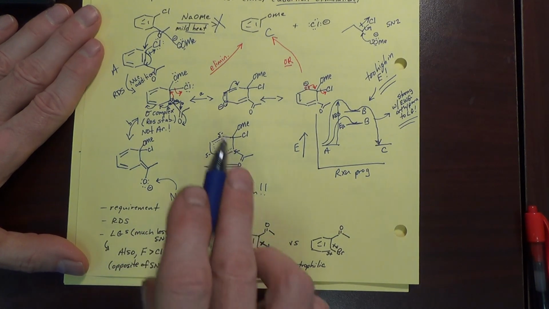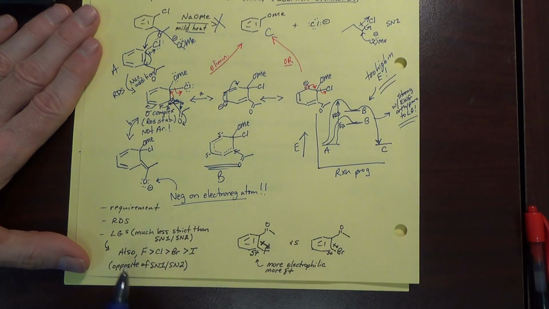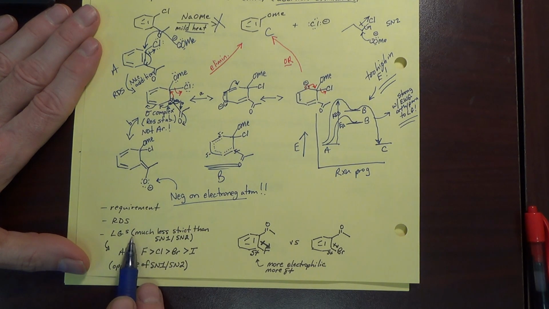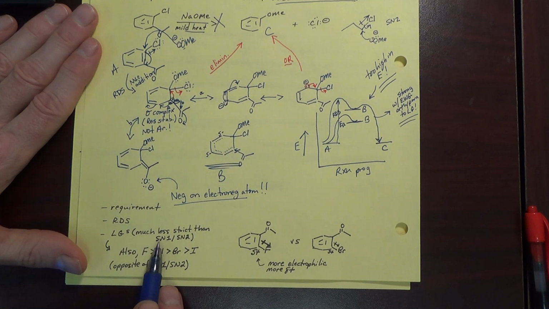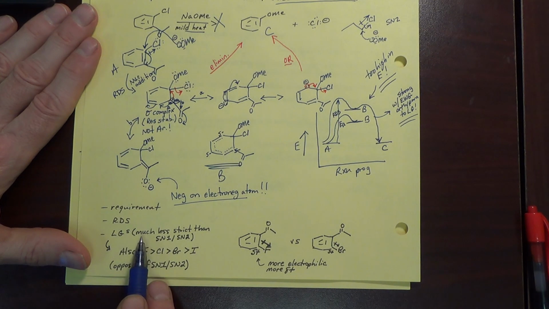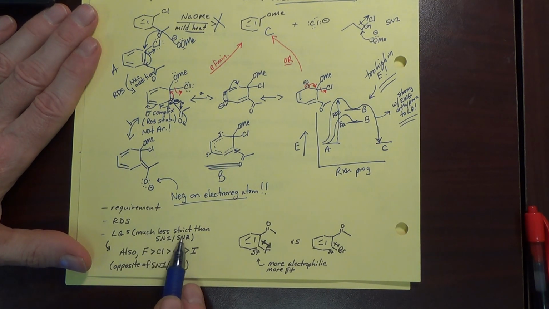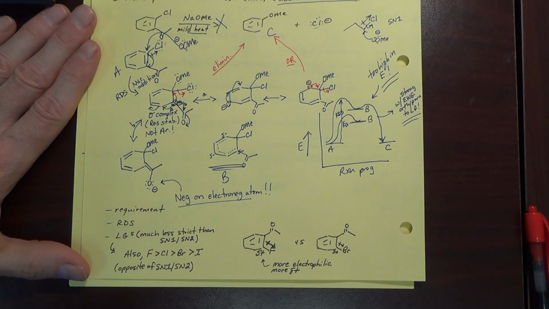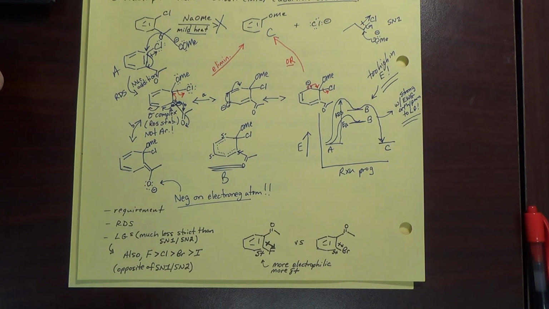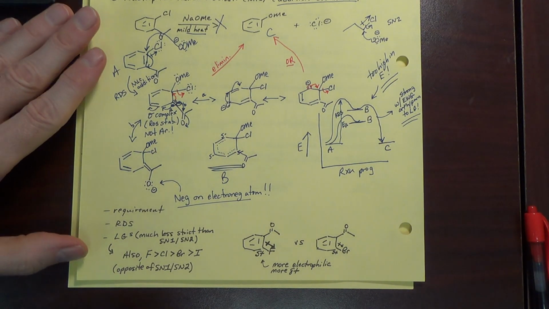What type of leaving groups work in an NAS? Well, first off, leaving group ability is much less important, or much less strict, than with SN1, SN2. With SN1, SN2, we say the halogens are good leaving groups, with iodine being the best. We also say oxygen if we protonate it. Tosylates are good leaving groups. There's a few others, maybe a positive nitrogen sometimes.